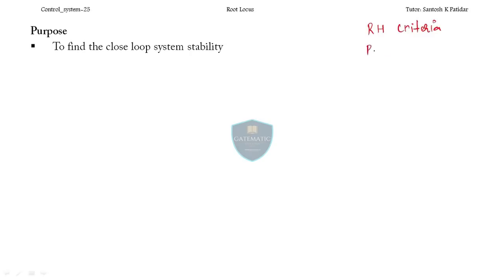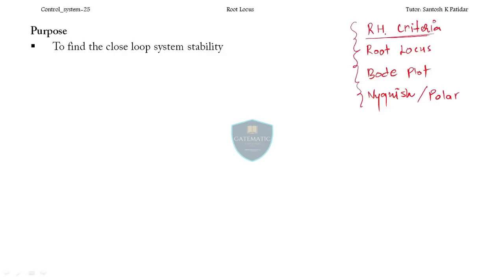Then we are going to discuss this root locus, correct? Then we'll discuss the Bode plot, Nyquist and polar plots. So these all techniques are to find out the system stability. Till now we completed the RH criteria.